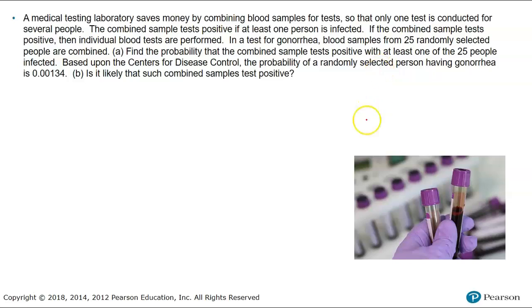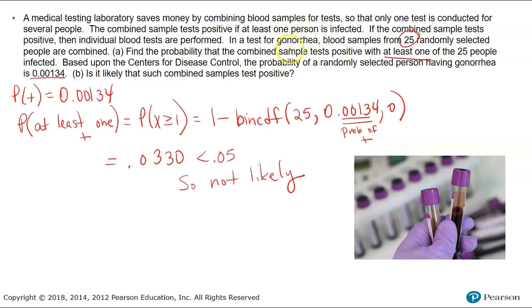Okay, here's another one to practice with. Okay, so in this one, we're told that we're going to take blood samples from 25 randomly selected people. So our sample size is 25. It's a composite sample, so we want to find the probability of having at least 1 positive. So we're going to let this represent the number of positives. So this is going to have to be the probability of a positive. Okay, so these need to correspond here together.